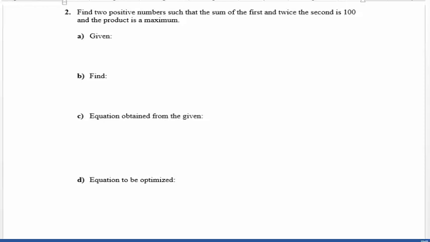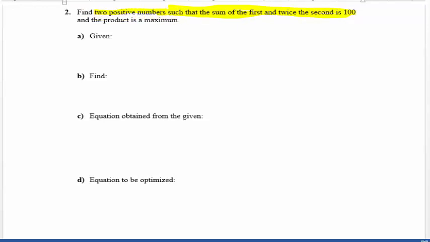The thing you've got to remember with these is that you generally are always going to have two equations. One of them is going to be a constraint and one of them is going to be the function that you're going to maximize. So in this case, the constraint is this part: the sum of the first and twice the second is 100, and the fact that we're looking for two positive numbers.